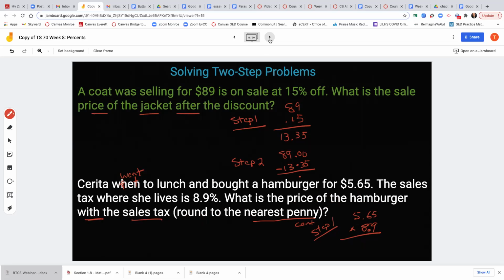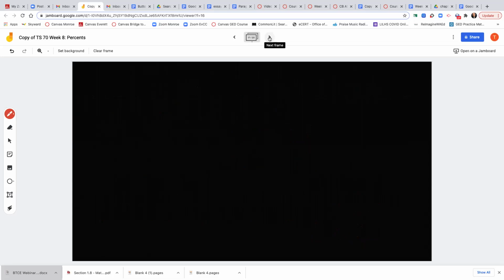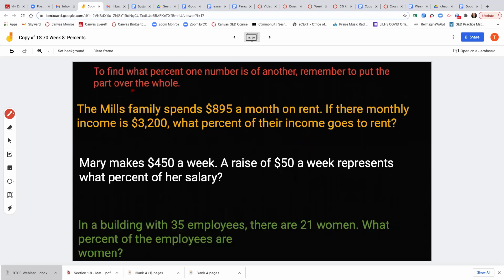All right. Hope I'm doing okay here. I think I go to this slide here. To find out what percent one number is of a number, remember to put the part over the whole. I'm going to give you guys a minute. All I want you to copy down is this concept here that I'm circling in red, okay? That's what I want you to copy down.